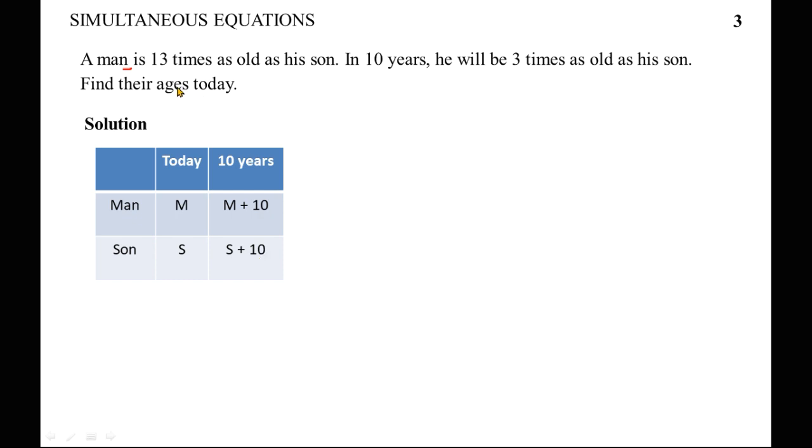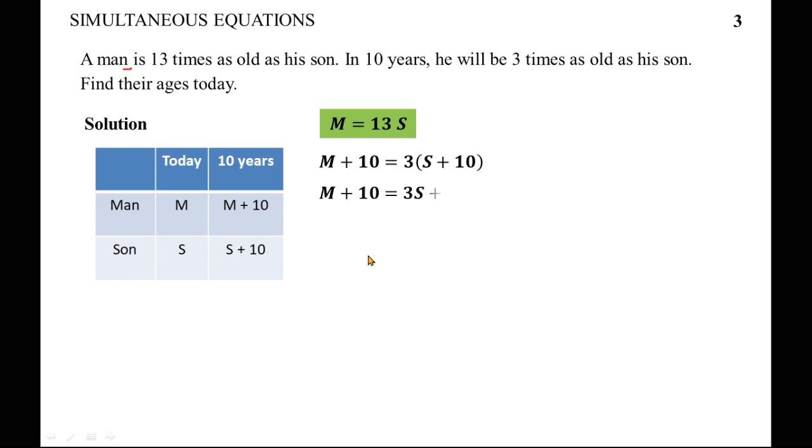In the question, a man is 13 times as old as his son. It means that today M equals 13S. In 10 years, he will be 3 times as old as his son. So we can write like this: M plus 10 is the age of the man in 10 years, and S plus 10 is the age of the son in 10 years. So this equation is valid. And of course, because we have M equals 13S, we can substitute it directly like this.